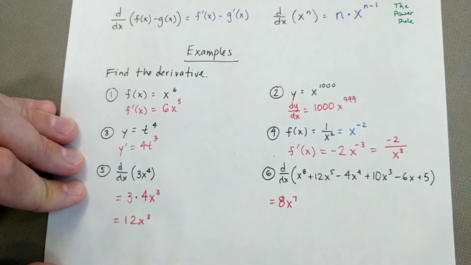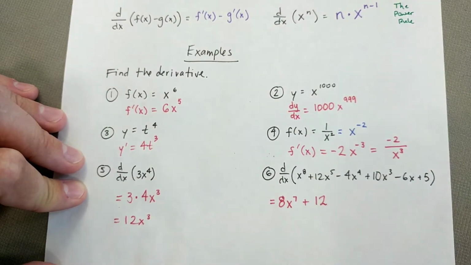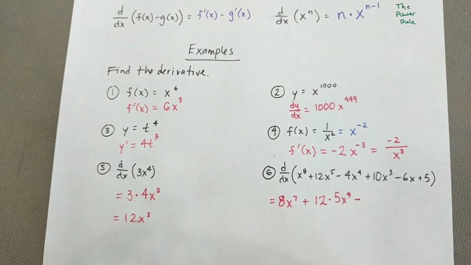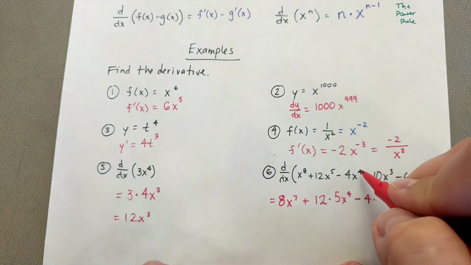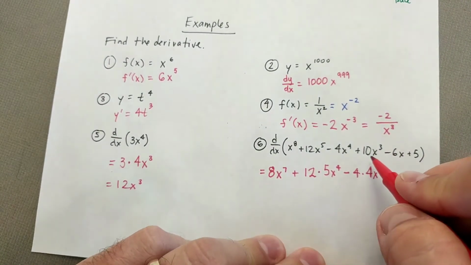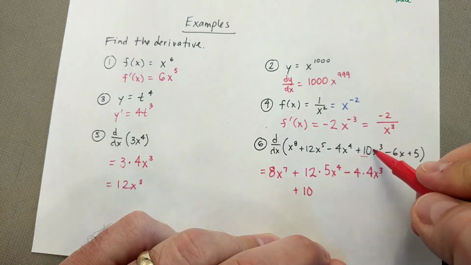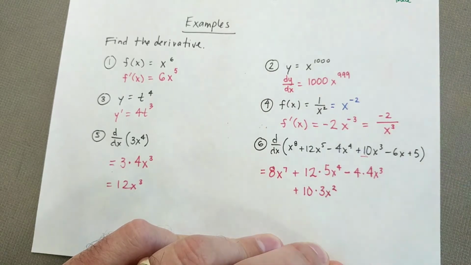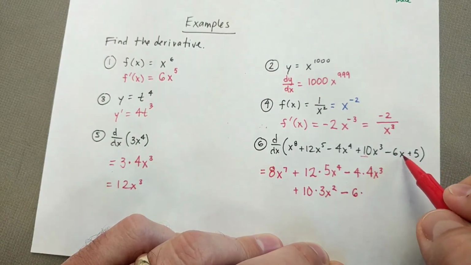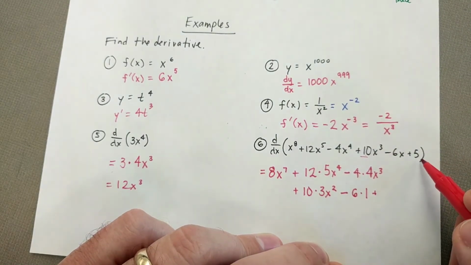8x to the 7th is the derivative of that, plus, okay, that coefficient of 12 is coming along for the ride, since it's a multiple, times the derivative of x to the 5th, minus 4 is coming along for the ride, times the derivative of x to the 4th, which is 4x cubed. I think I'm going to run out of room. Okay, so I'm going to jump down here. Plus 10 coming along for the ride since it's a coefficient. Now I focus on x cubed. That is 3x squared as its derivative. Minus 6 is coming along for the ride. The derivative of x, that's a line with a slope of 1, so it's just 1. Plus constant 5, that's just a horizontal line which has a slope of 0.